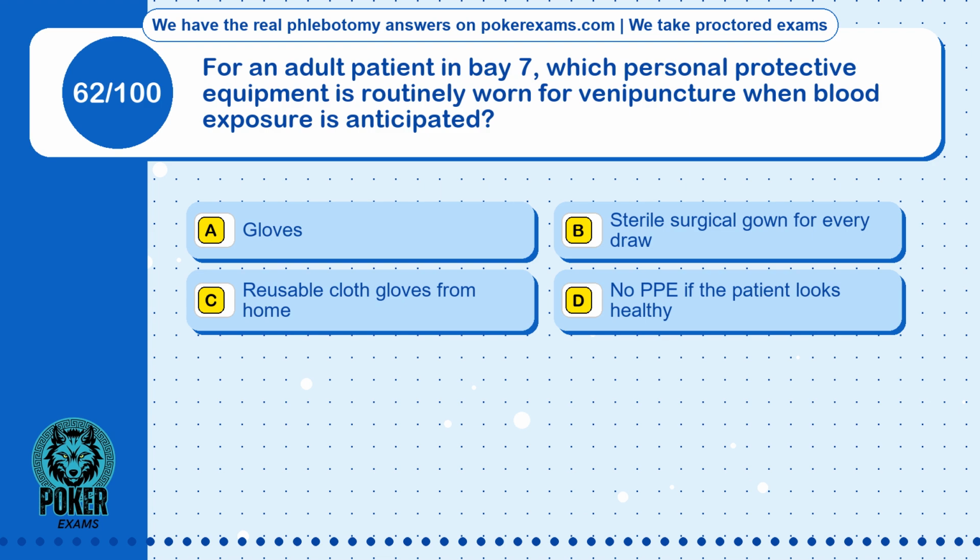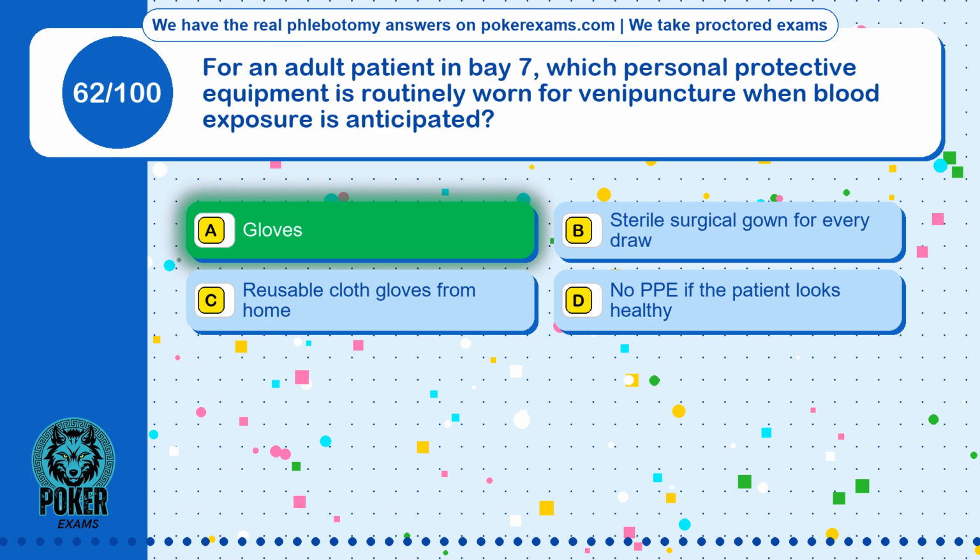Question 62. For an adult patient in Bay 7, which personal protective equipment is routinely worn for venipuncture when blood exposure is anticipated? Option A, gloves. Option B, sterile surgical gown for every draw. Option C, reusable cloth gloves from home. Option D. No PPE if the patient looks healthy.